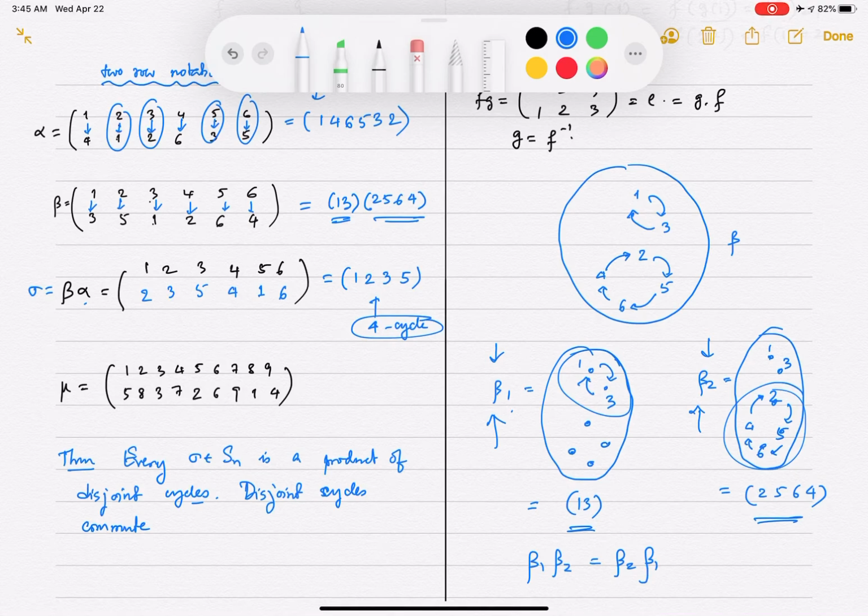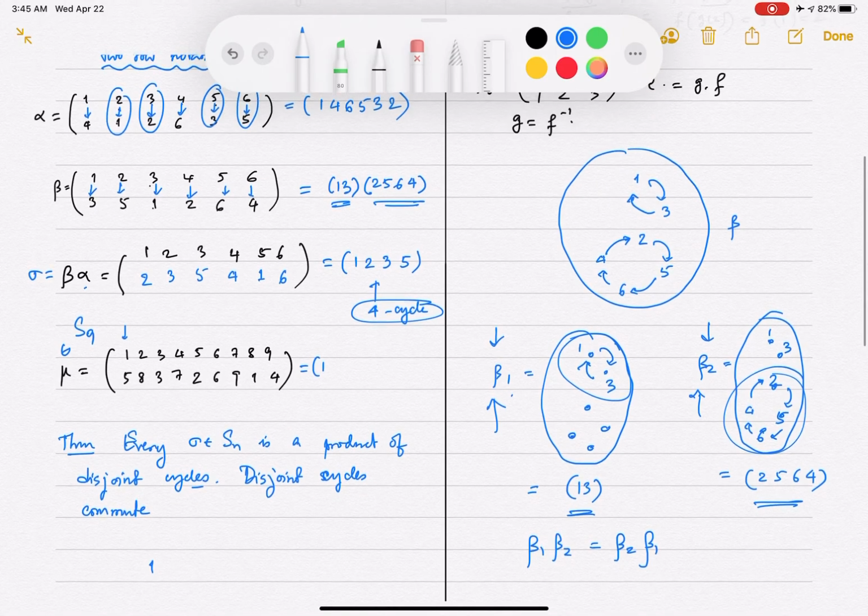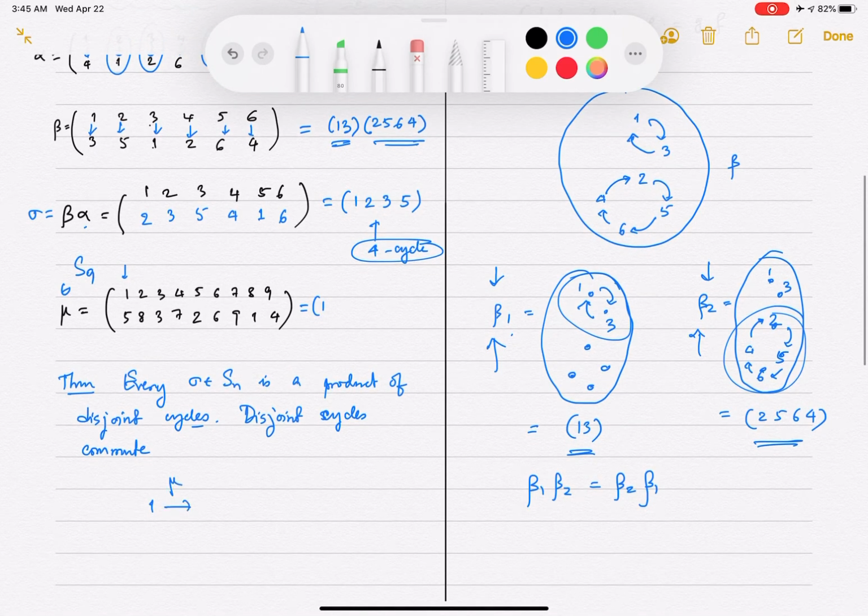This is an element in S9, something bigger. So this will explain the procedure even better, I think. What I do is I start from the smallest number and track what happens if you repeatedly apply this element mu. So 1, when you apply mu, goes to 5, when you apply mu, goes to 2, when you apply mu, goes to 8, and then when you apply mu, goes back to 1. Okay, so I came back to 1 and I got the cycle (1 5 2 8).